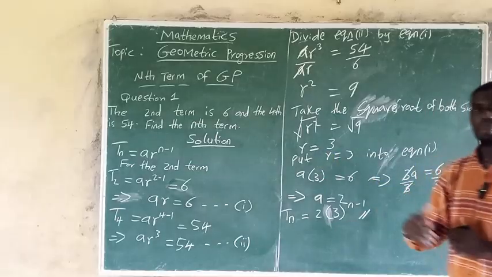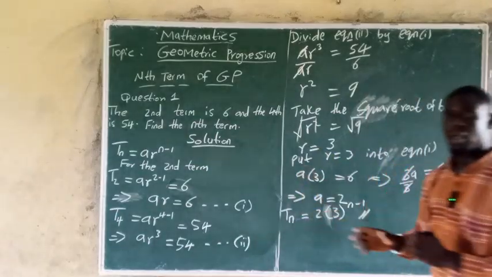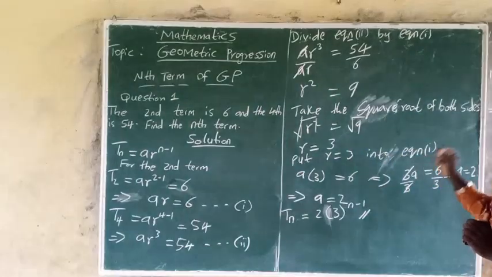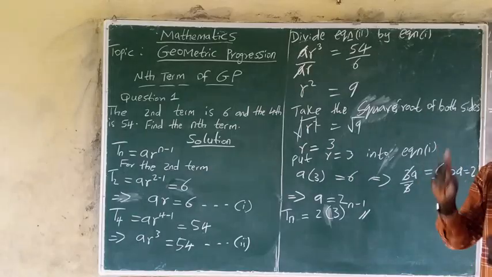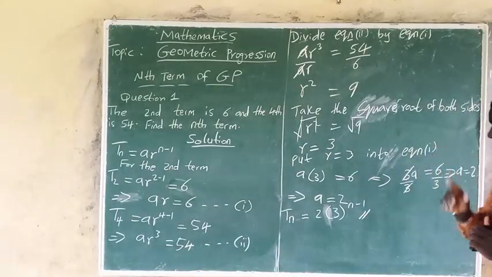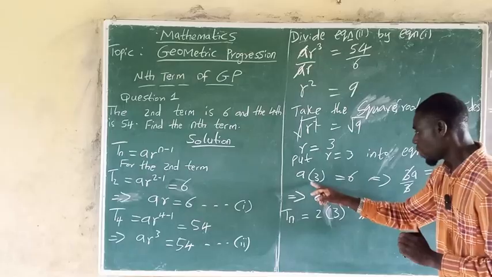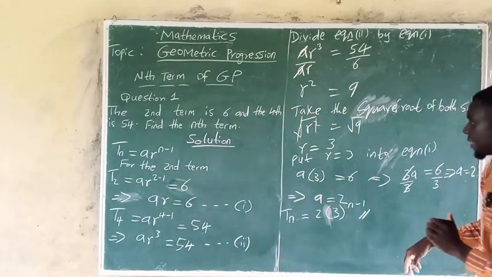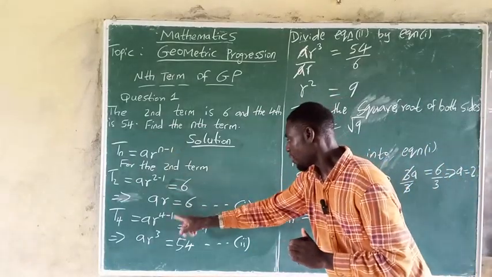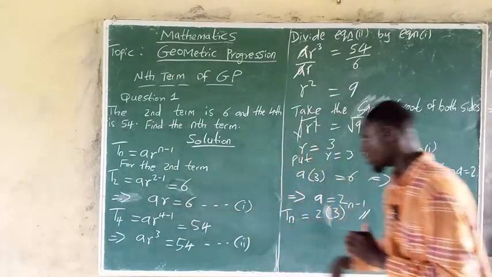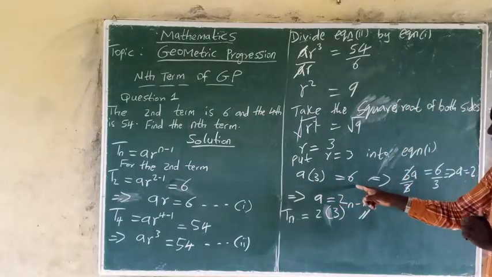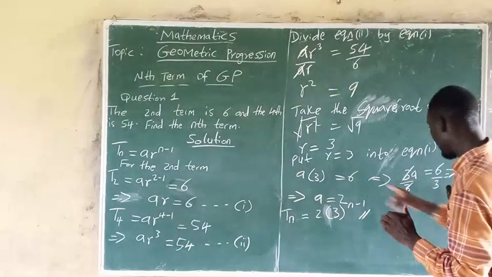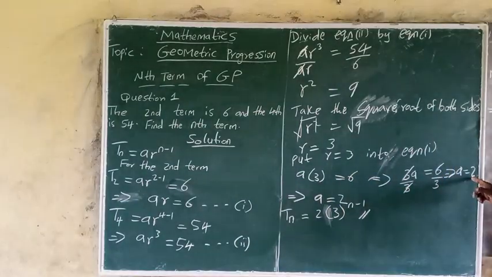Now we have r, but we still need to find our first term, which is a. So anywhere we see r is equal to 3, we put it into equation 1. Even if you use equation 2, you will still get the same answer. When we put it into the general formula, we got equation 1, so that is how we got this value. This times this will give us 3a. By the time we divide both sides by 3, we have a is equal to 2.